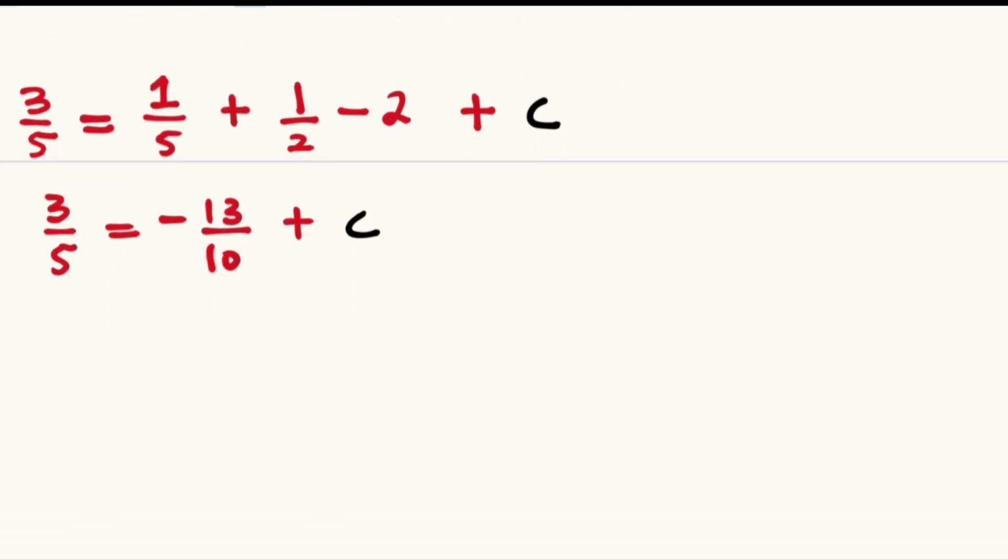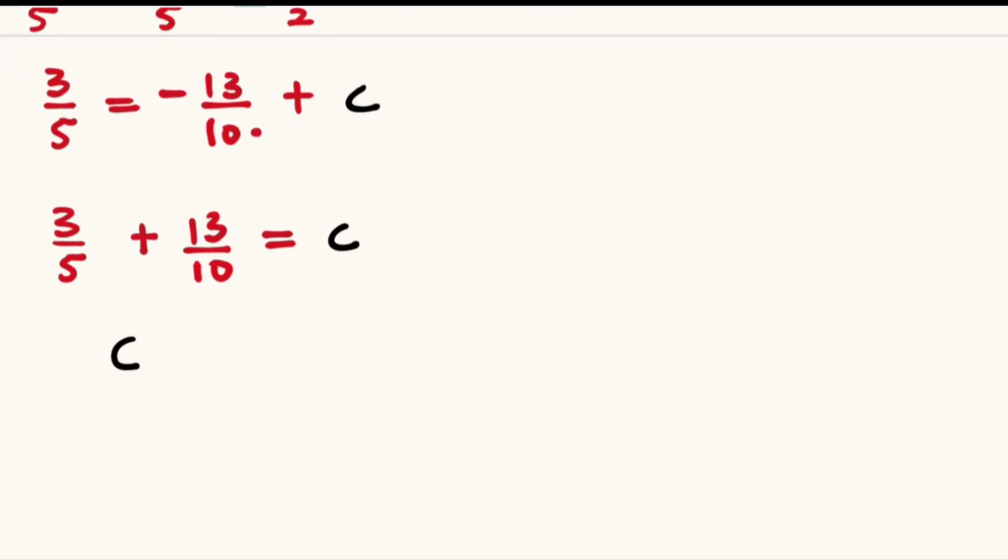And from here, we take this negative 13 divided by 10 to the left, and it's going to change sign from negative 13 divided by 10 to positive 13 divided by 10. And this is equal to the constant c. And our constant c will be equal to 3 divided by 5 plus 13 divided by 10, which is equal to 19 divided by 10, which we can also express as 1.9. So we have determined the value of c as 1.9.